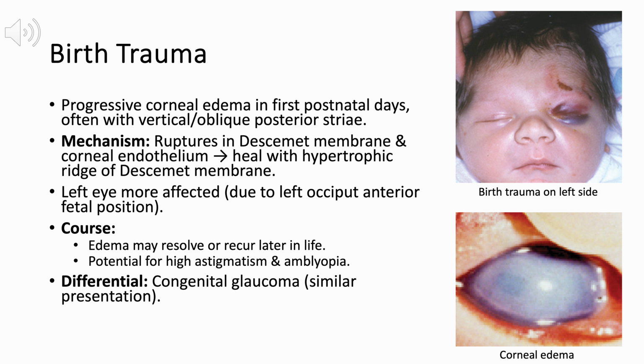The left eye is often more affected due to the typical left occiput anterior fetal position. Edema may resolve or recur later in life with risks of high astigmatism and amblyopia, and congenital glaucoma remains an important differential diagnosis. The accompanying images depict periorbital bruising from left-sided birth trauma and corneal edema.